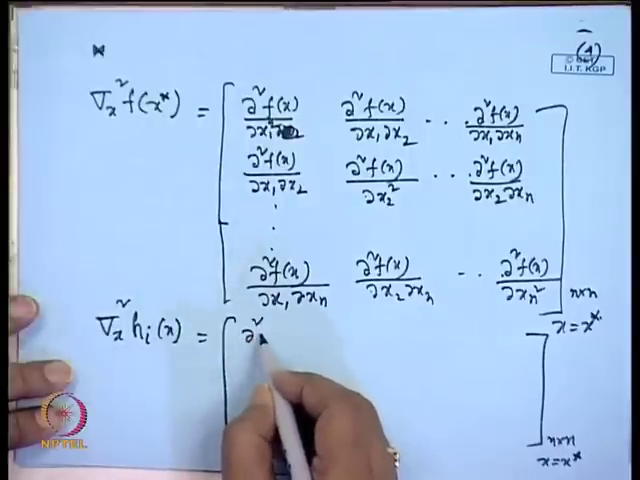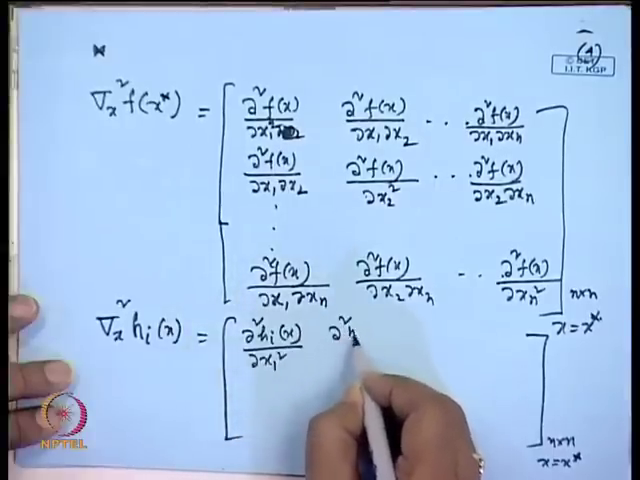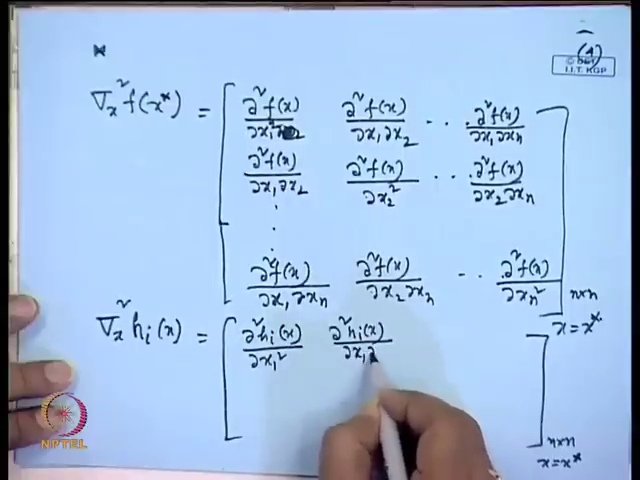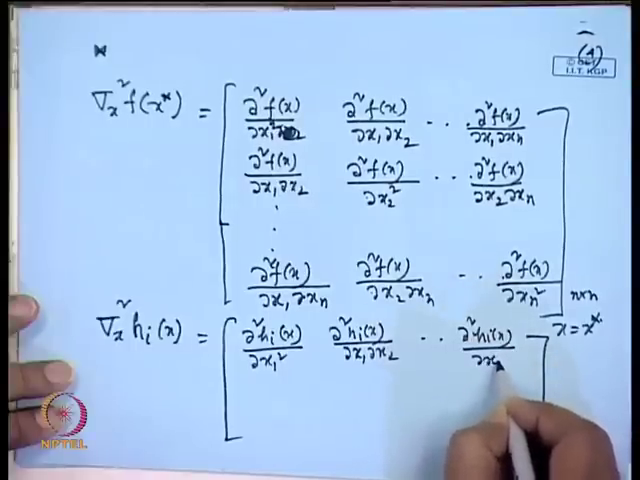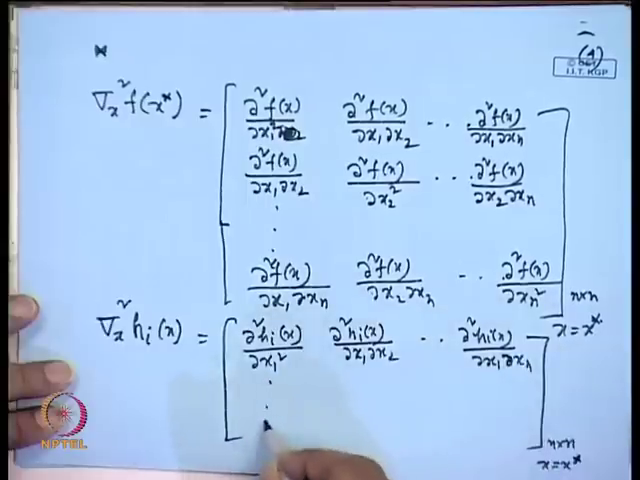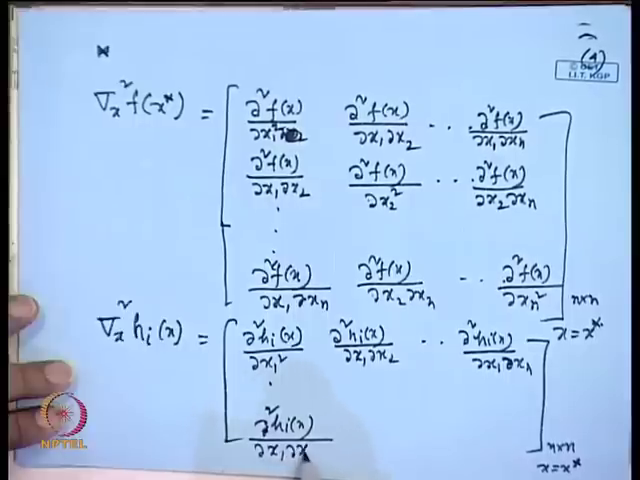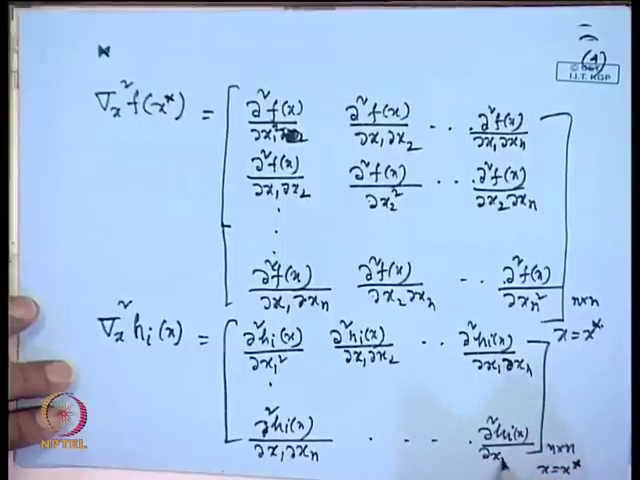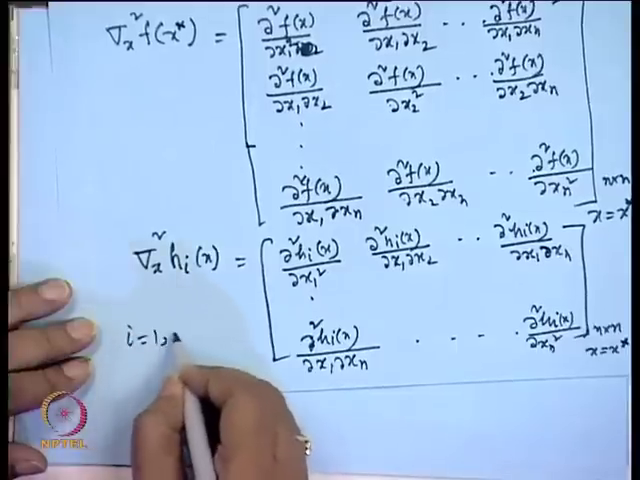So, I have just written it first for you, that h I of x: del square h I of x, del x 1 square, then del x 1 del x 2, and in this way del square h I of x, del x 1 del x n, and the last one is del square h I of x, del x n square. Okay, this is the second part of these sufficient conditions. Here you have to write it for I varying from 1 to p.